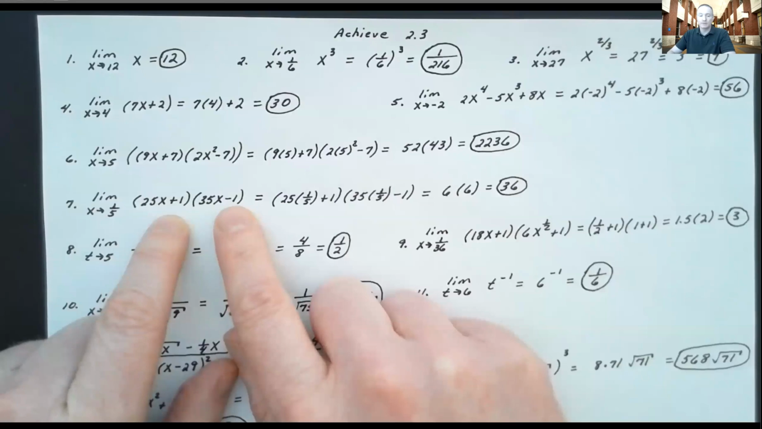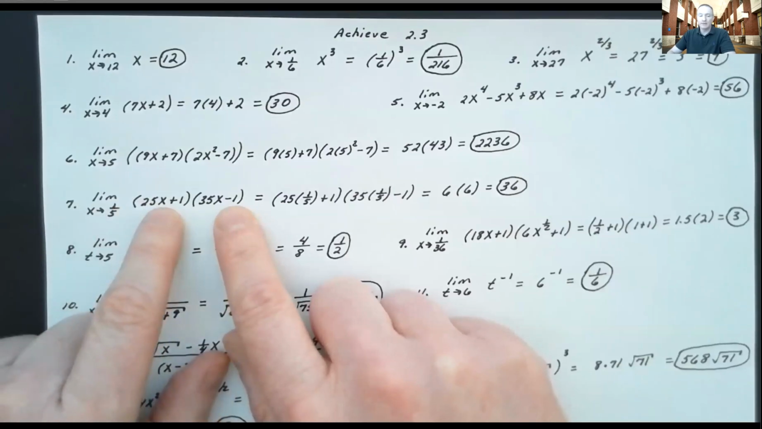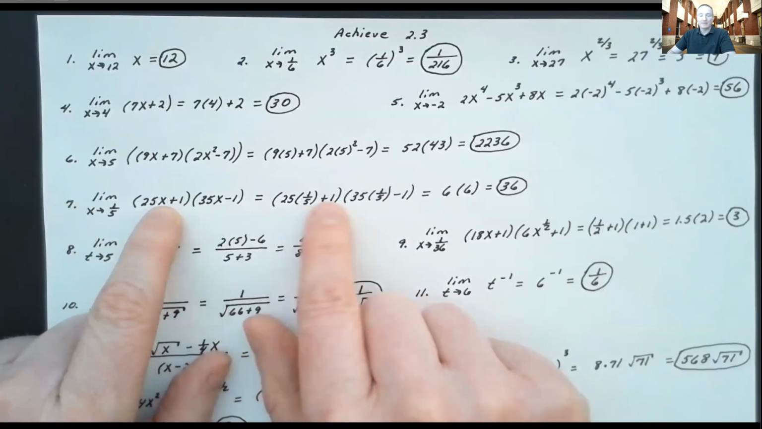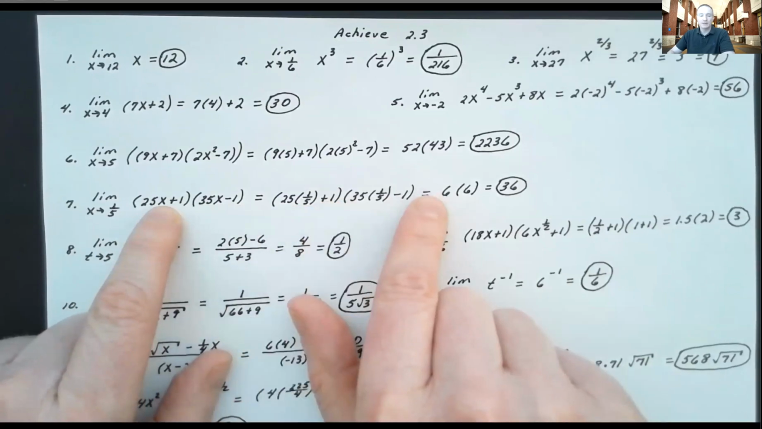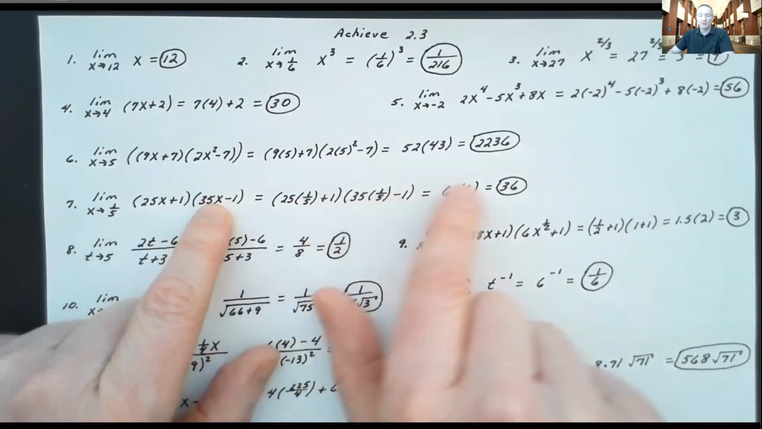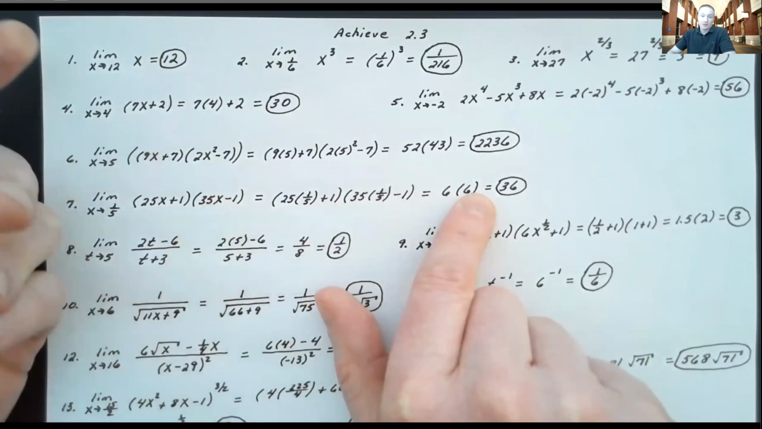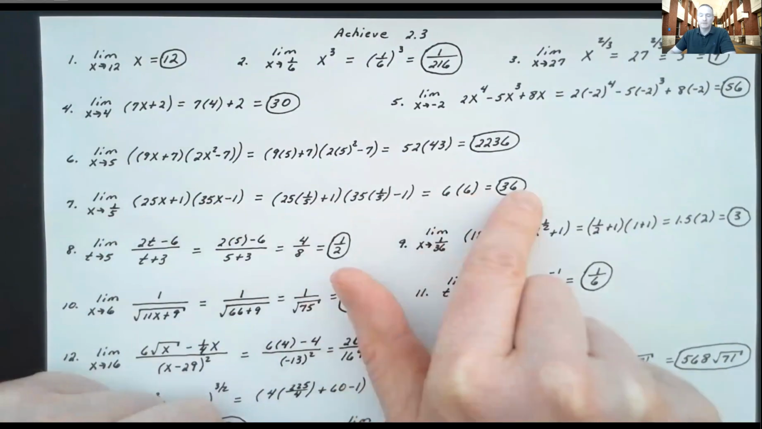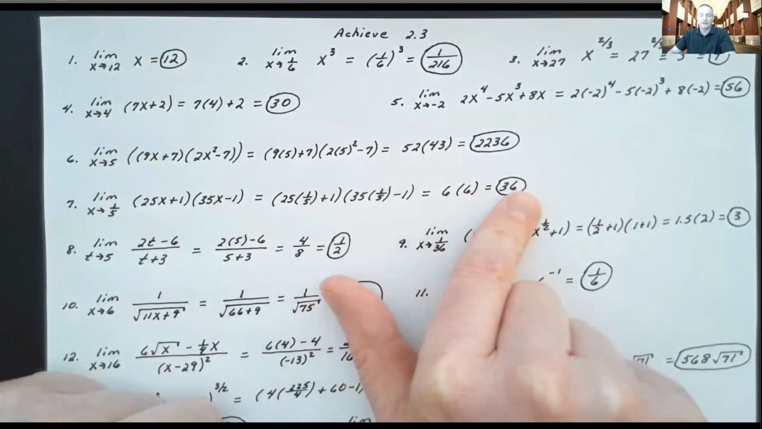The next one, again, is the product of 2 polynomials. This time they're both linear functions. I know I should just be able to plug the 1/5 in to find the limit as x approaches 1/5. When I do that in the first one, I would get 5 plus 1 for 6. In the second one, 35 divided by 5 is 7. 7 minus 1 is also 6. So I get the product of two 6's for my final answer of 36.